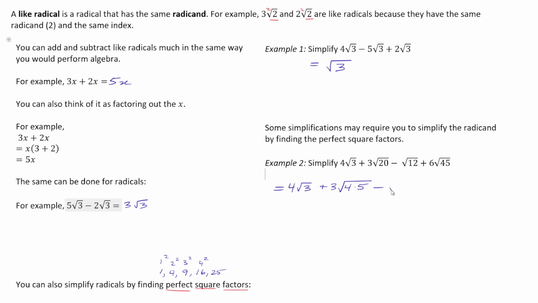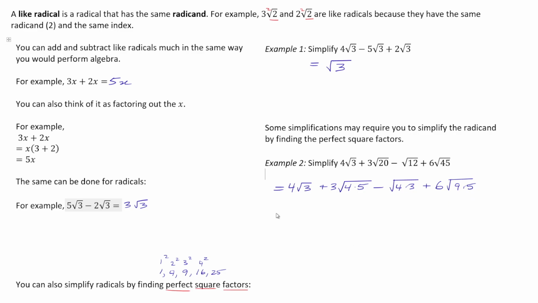12, okay, I think about 12 again. What are 2 numbers that multiply to 12, where one of them has to be a perfect square? Well, 4 times 3 gives me 12. So I can say square root of 4 times 3. Plus 6, and then I think 45. What are 2 numbers that multiply to 45, where one of them has to be a perfect square? Well, I think about 9 and 5, and that works out because 9 happens to be a perfect square.